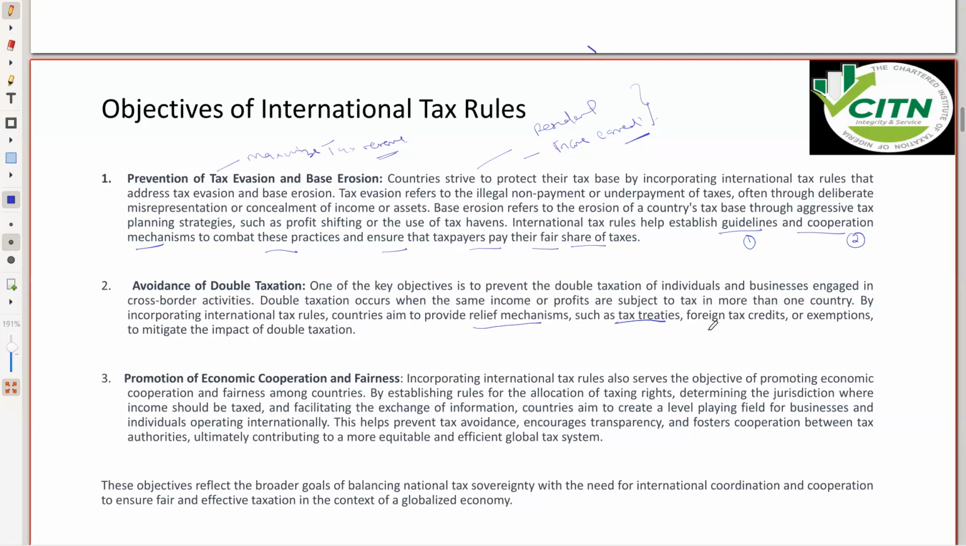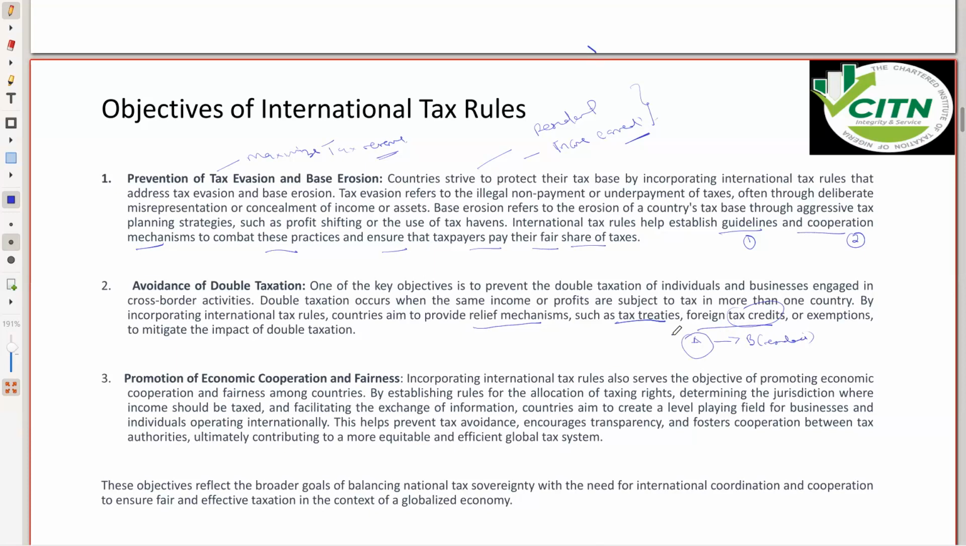Second thing is foreign tax credit. So some countries would say, okay, if you've paid tax in country A already, when you bring the income to country B, which is your residence, we will give you a tax credit for what you have already paid to country A, where you earned the money from. So that helps to reduce the impact of double taxation.